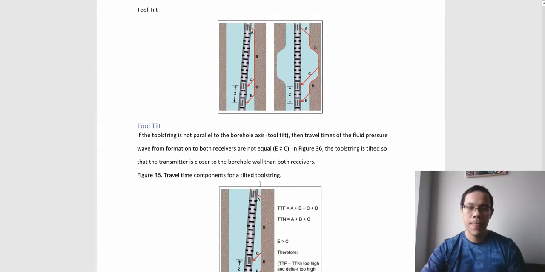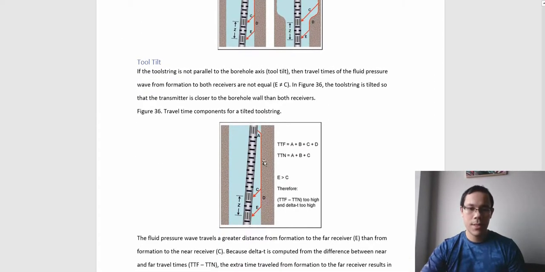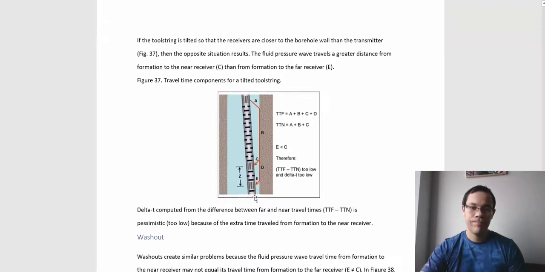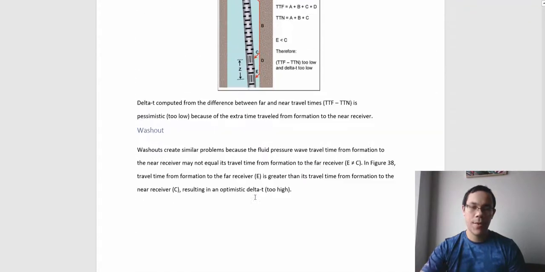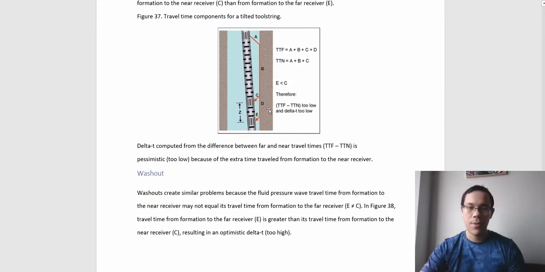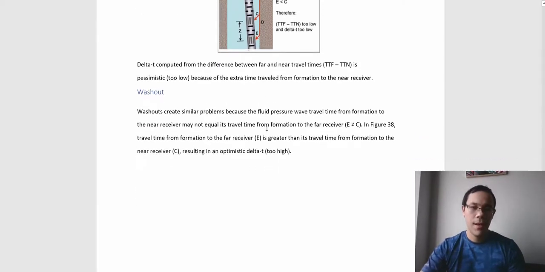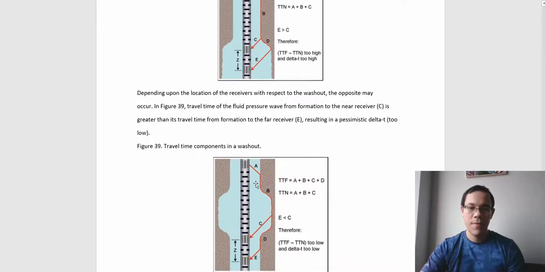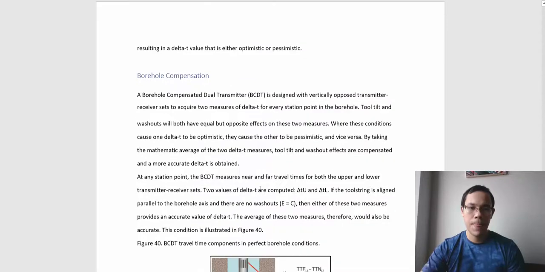poses a problem. It turns out that for tool tilt, a monopole transmitter will not be able to fix this problem, because in one area it will overestimate and in the other scenario will underestimate. And with washouts, here you have washouts, then your vectors will be a mess.